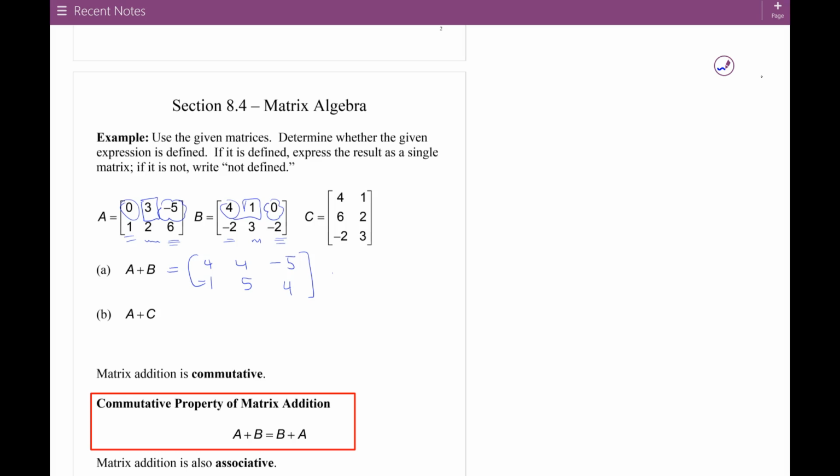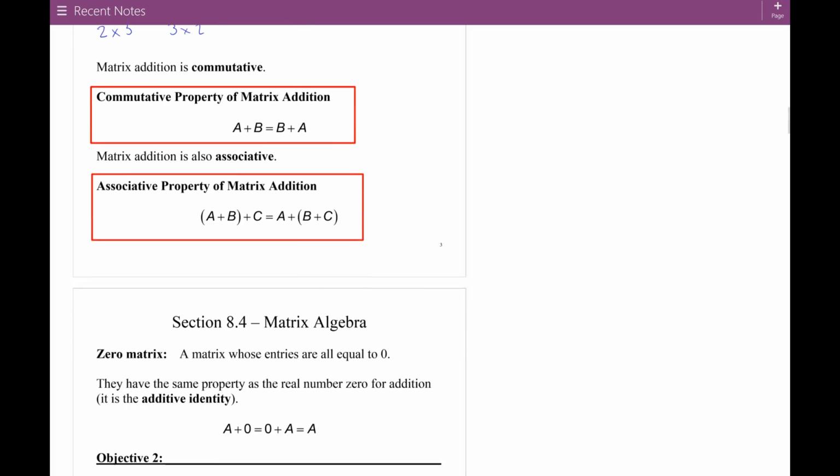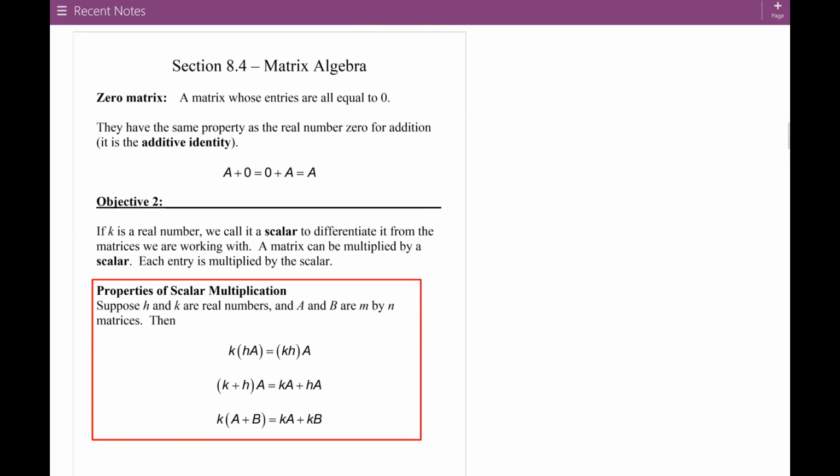But if you try and add A and C, A is 2 rows by 3 columns, and C is 3 rows by 2 columns. So this addition is not defined. So every matrix cannot just be added to every other matrix. Matrix addition is commutative. You can add in either order, and it's also associative, that as long as the matrix dimensions work, you can combine them, either the first two first and then the third one, or the second and third and then the first one, just like with numbers.